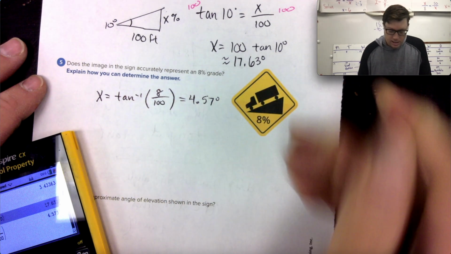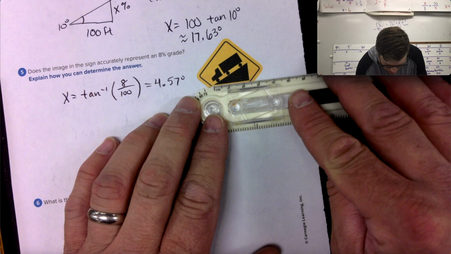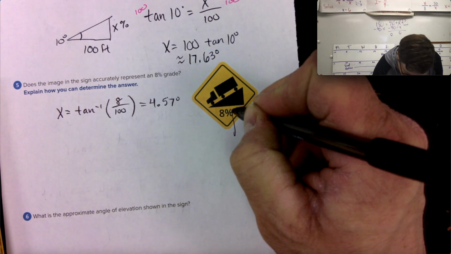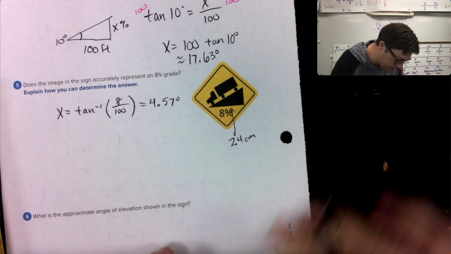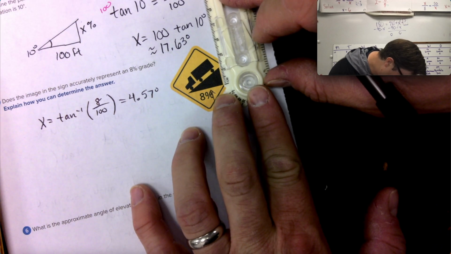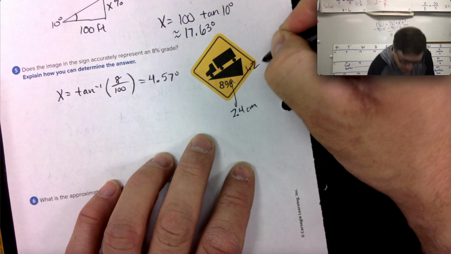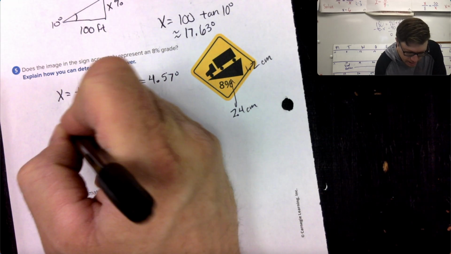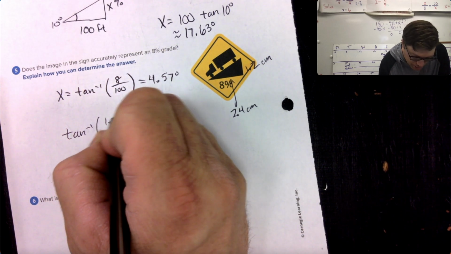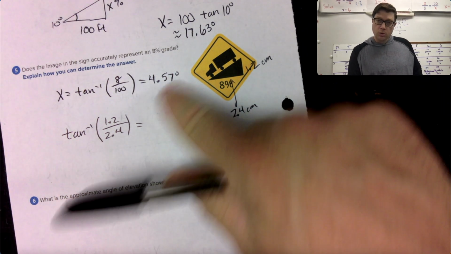4.57 degrees. Now, I have my ruler out, and I'm measuring here. I'm going to use centimeters, millimeters more accurately. I got 2.4 centimeters. And on the sign, you can check it yourself as well. I hope that you're able to measure as well. I got 1.2 centimeters. So then the tangent inverse of 1.2 over 2.4, is that going to equal?